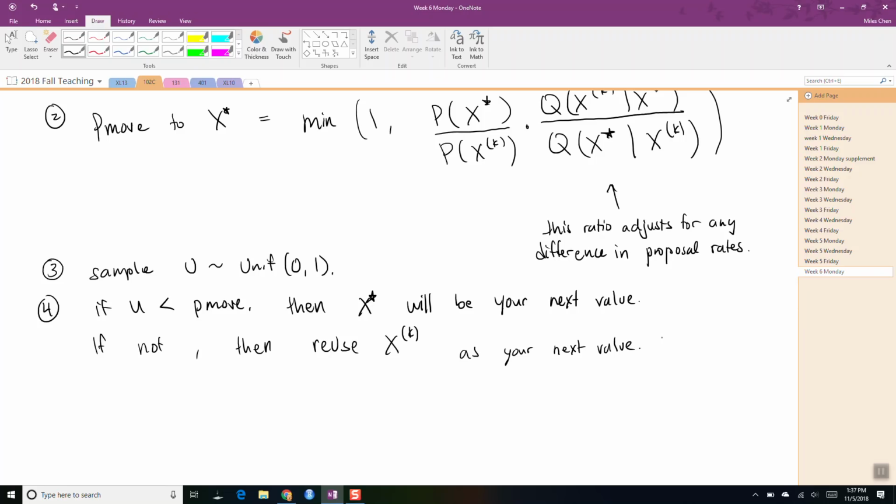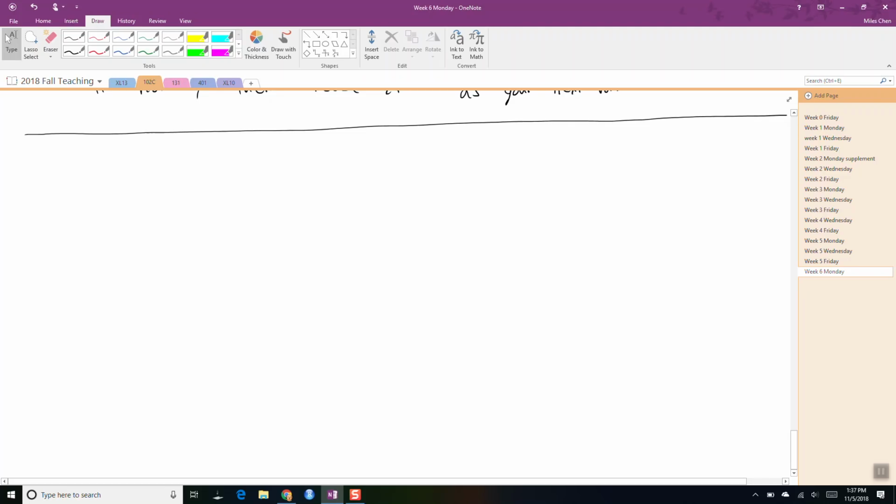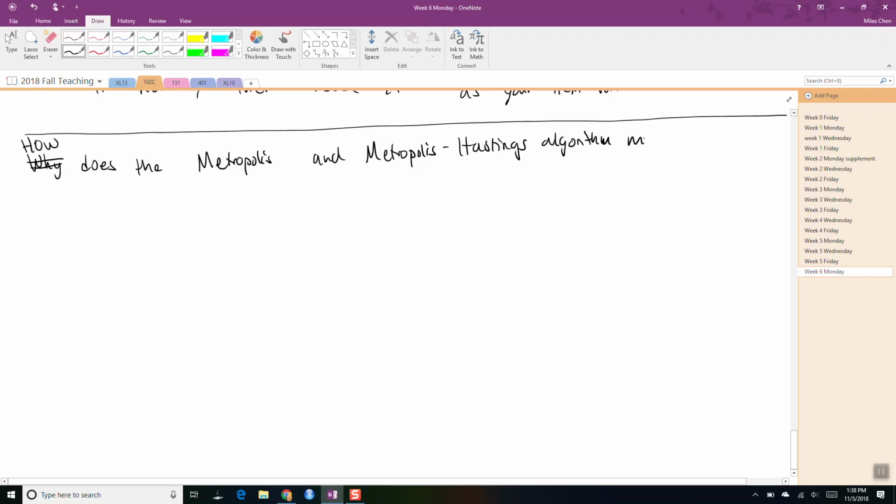All right, is this okay? Let's see. Maybe I can show you that this works. All right, so why does the Metropolis and Metropolis Hastings algorithm work? Or how, maybe I should say how. Like, how do we know the stationary distribution will be the target PDF?